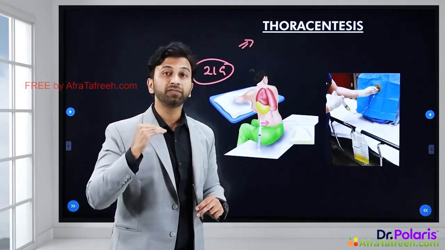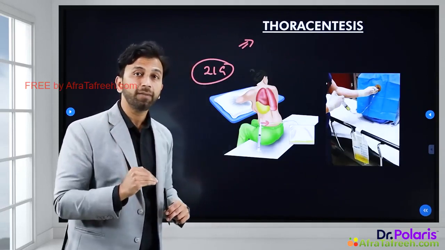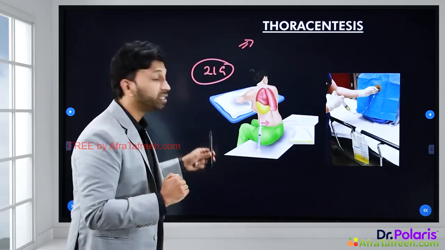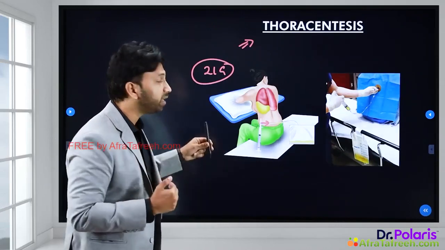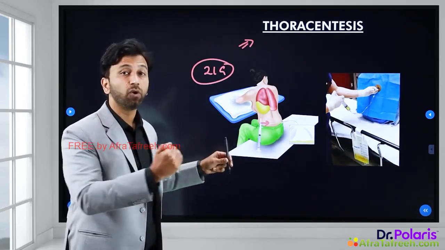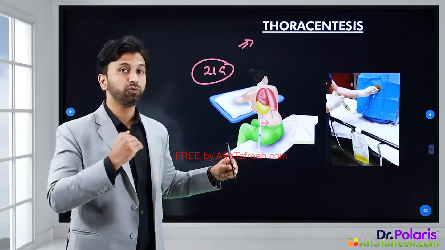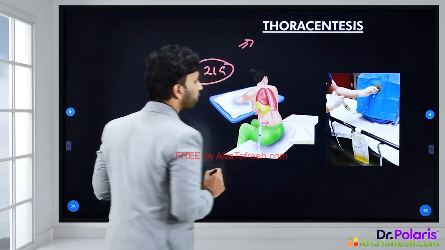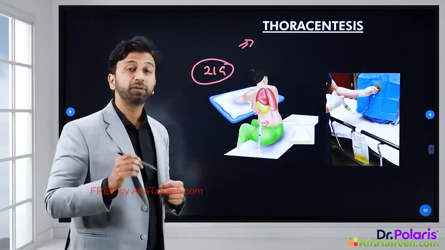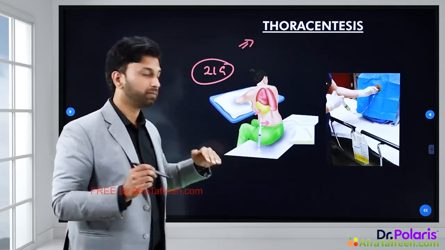Why the upper border of the rib? Because on the lower border of the rib, there is an accumulation of arteries, veins, and the nerve. The neurovascular bundle runs along the lower edge of the ribs. So you should never puncture the lower end of the ribs. So always puncture the upper end of the lower rib.